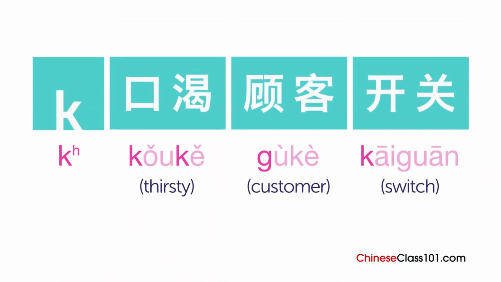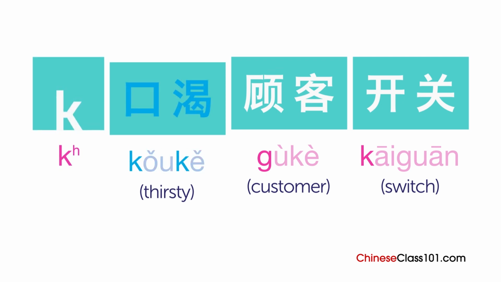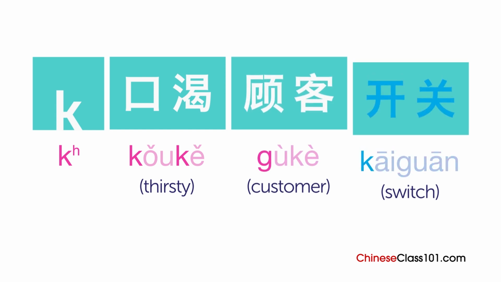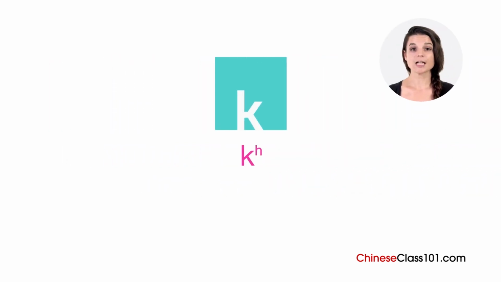The next consonant is k. 口渴顾客开关. This is the aspirated version of the K sound, meaning there should be a burst or release of air, like the K in the word kit.